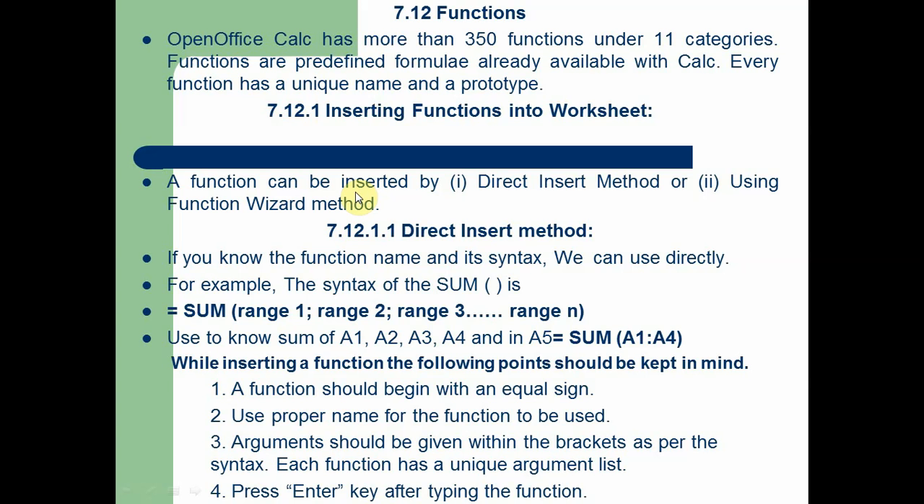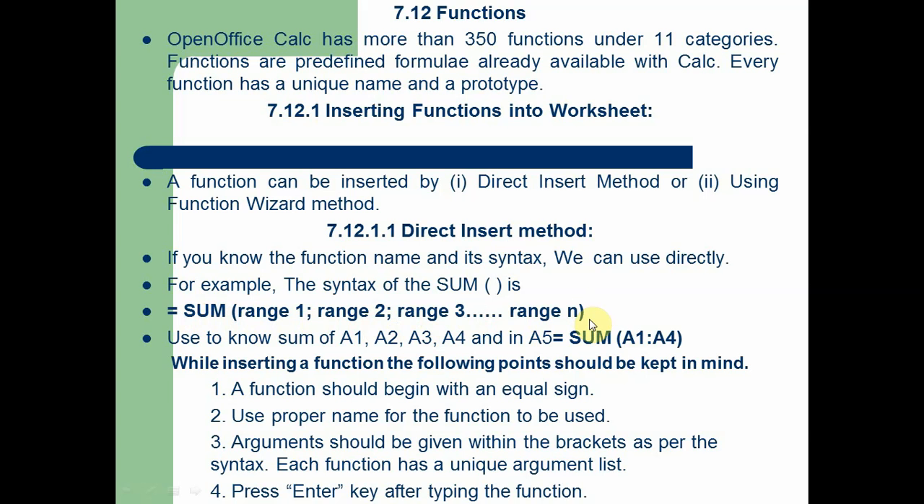The important and repeatedly used function in OpenOffice Calc is SUM, which is used to add a range of values. Here you can see the syntax of the SUM function. Of course, formulas and functions should begin with the equal symbol. After that we type SUM and open the parentheses. After that we mention the ranges. Each range is separated by a semicolon, and after mentioning the ranges we enclose them using the close parenthesis.